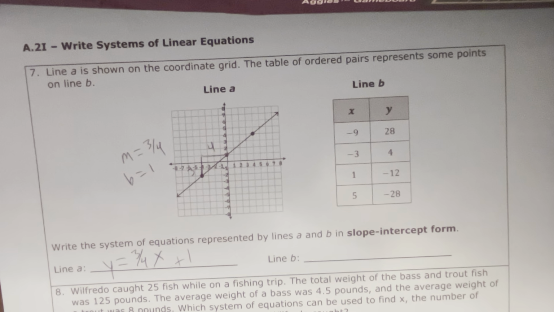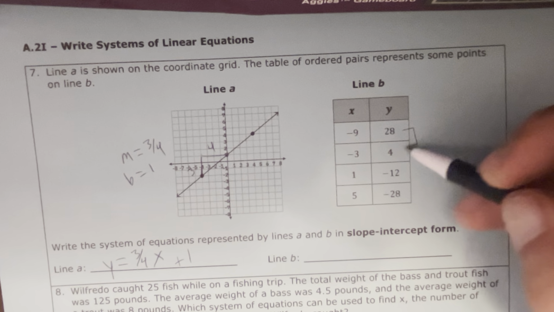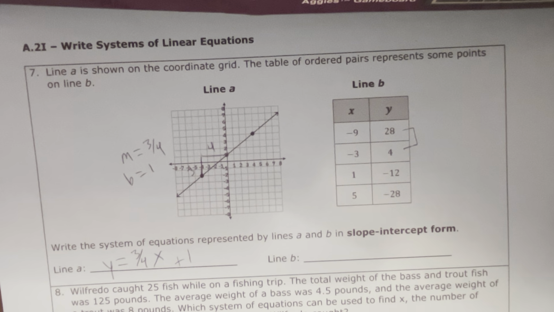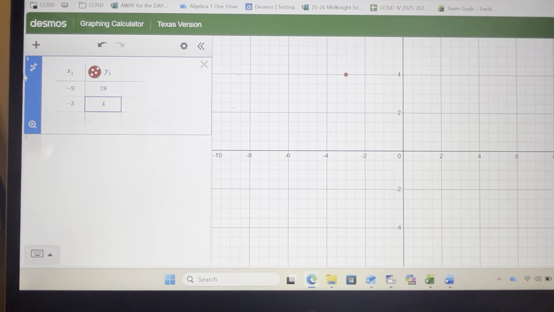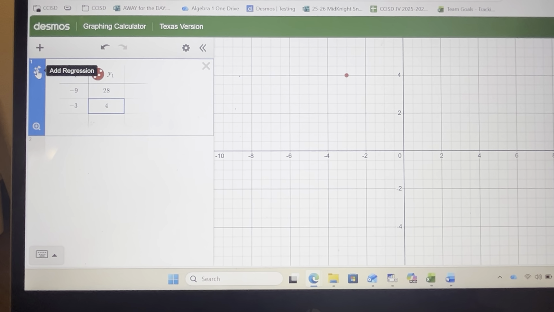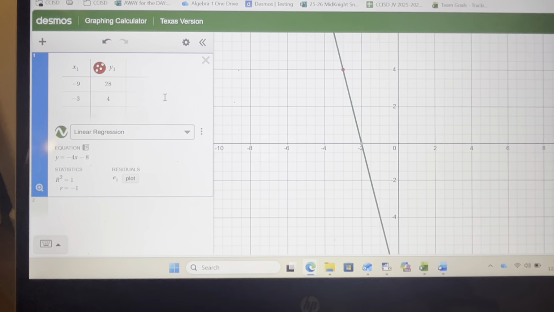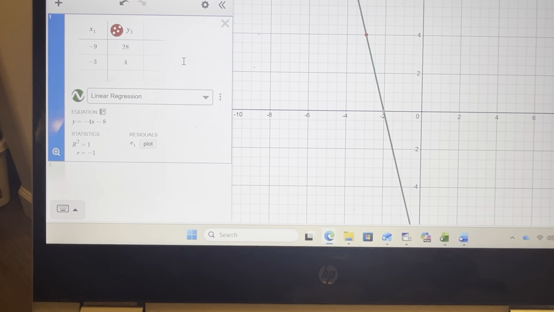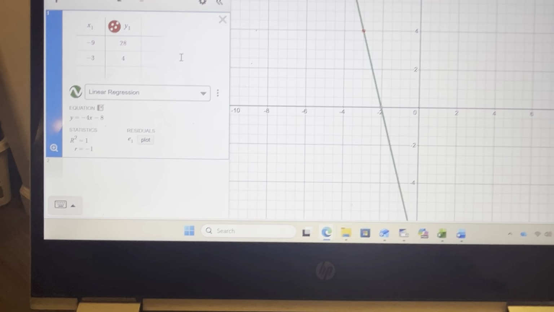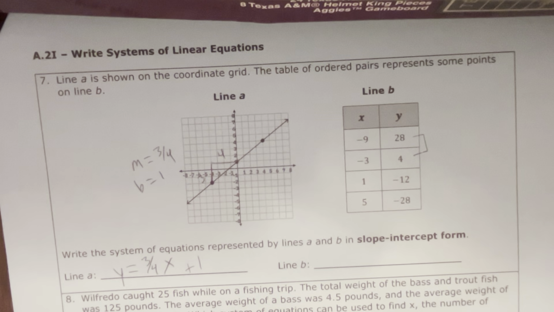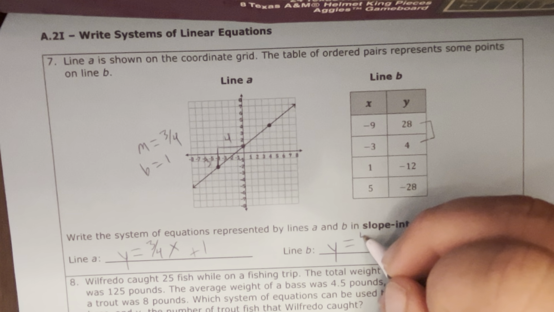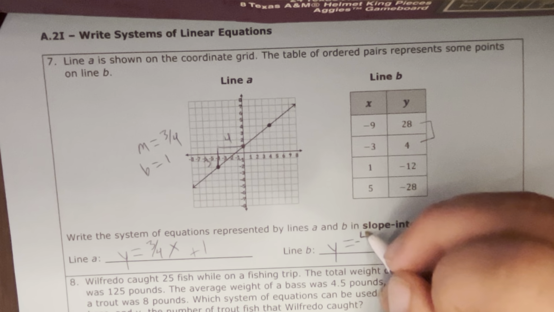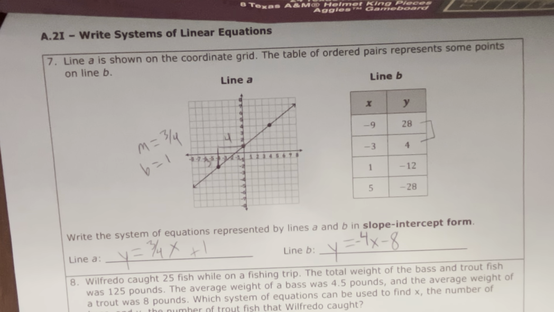Again, I need to do at least 2 points, doesn't matter which one, but we'll plug in 2 points in Desmos, and it'll give us all the information. So let's check it out. All right, so here's line B in the table in Desmos. And again, I'll click the add regression to connect the dots. And there's my equation, y equals negative 4x minus 8. So in Desmos, we got the equation for line B is y equals negative 4x minus 8.